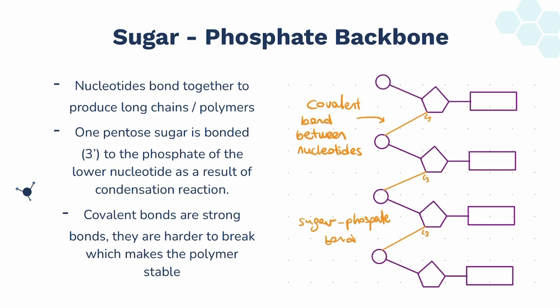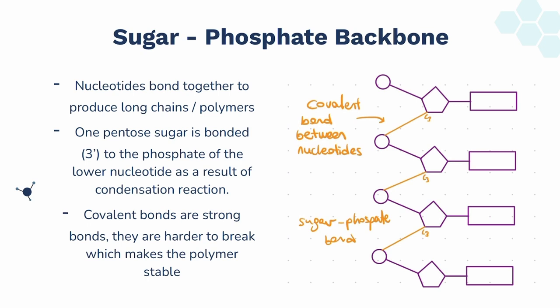Now we should look at the sugar phosphate backbone, which is extremely important for the DNA structure. Nucleotides bond together to produce long chains in polymers, as we said before. But how do they do that? One pentose sugar of a nucleotide is bonded to the phosphate of the lower nucleotide as a result of condensation reaction. As we can see in the drawing, the pentose sugar of a nucleotide here is bonded to the phosphate group of the lower nucleotide.